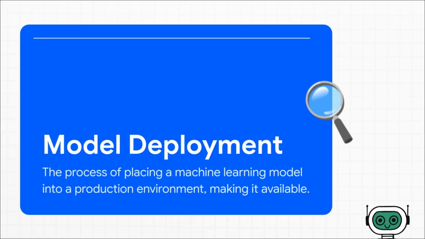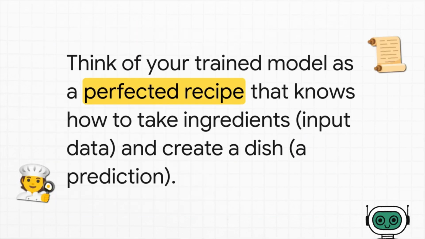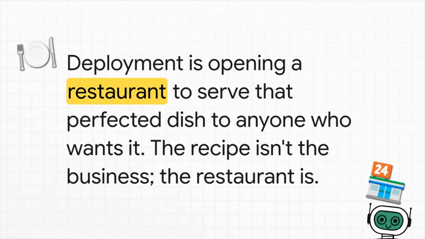Now, before we get lost in the technical jargon, let's build our intuition with a simple analogy. I want you to think of your trained model as a perfected recipe. It's flawless. It knows exactly how to take specific ingredients, that's your input data, and create a perfect, consistent dish. That's the model's prediction. But a recipe hidden in a drawer doesn't feed anyone, does it? Deployment, then, is the process of opening a restaurant. It's building the kitchen, setting up the order counter, and hiring the staff so that anyone can walk in, place an order, and enjoy your amazing dish. The recipe is the secret, but the restaurant is what makes it valuable.